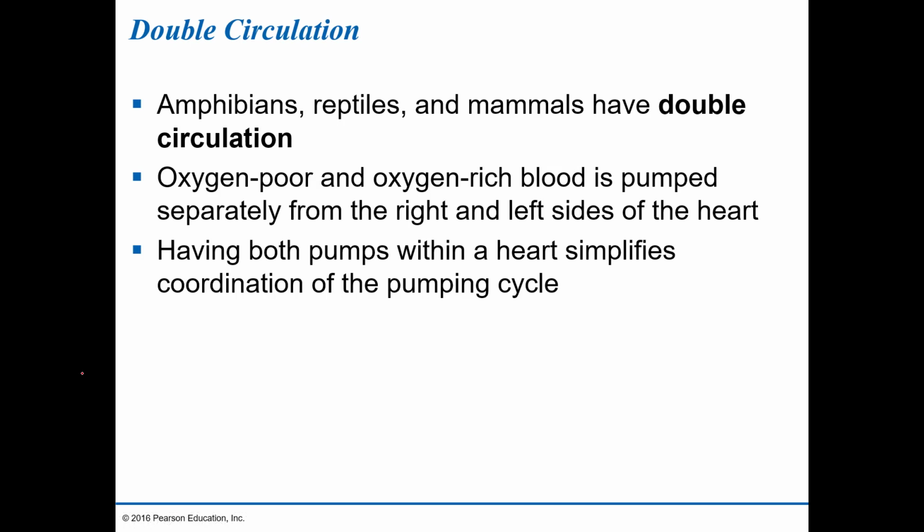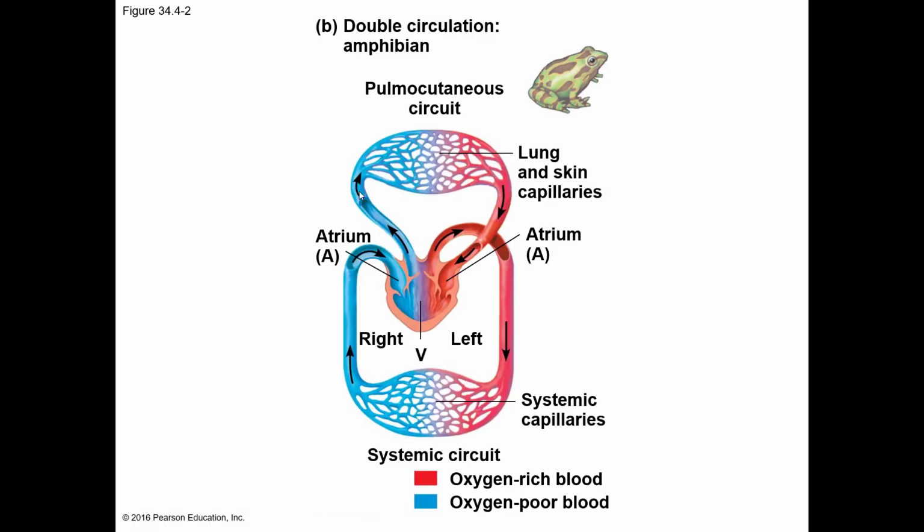Amphibians, reptiles, and mammals have double circulation. So we have this double circulation where oxygen-poor and oxygen-rich blood is pumped separately from the right and the left sides of the heart. Having two different pumps within the heart actually simplifies the coordination of pumping. It seems more complex, but it actually is more simplified in how it works.